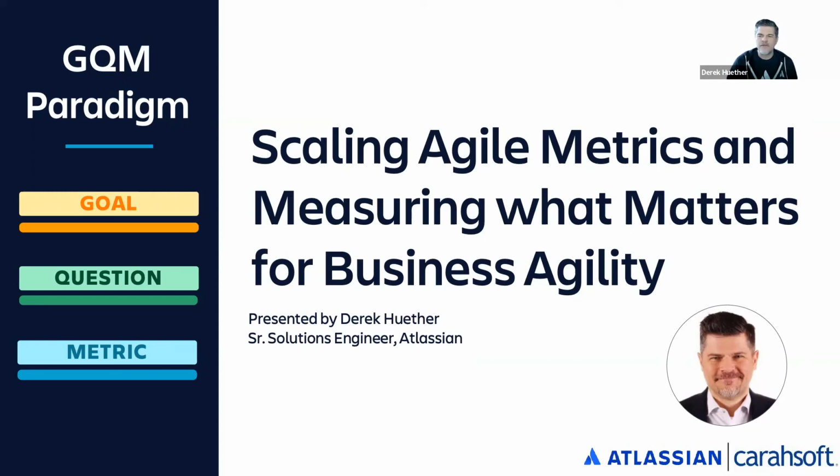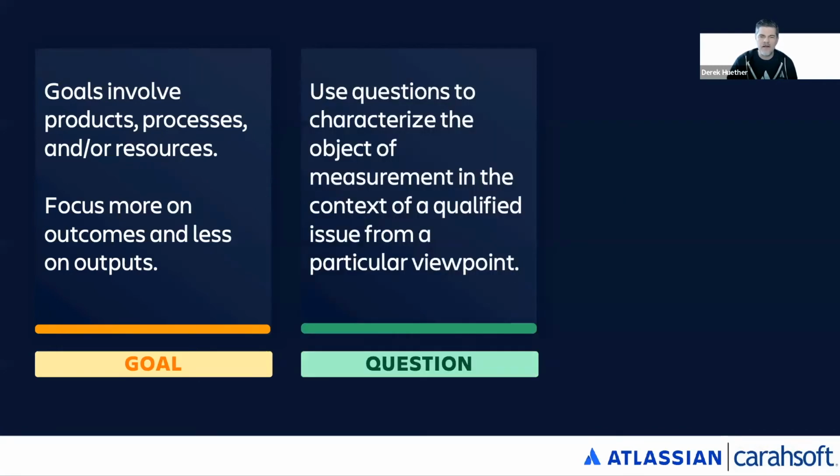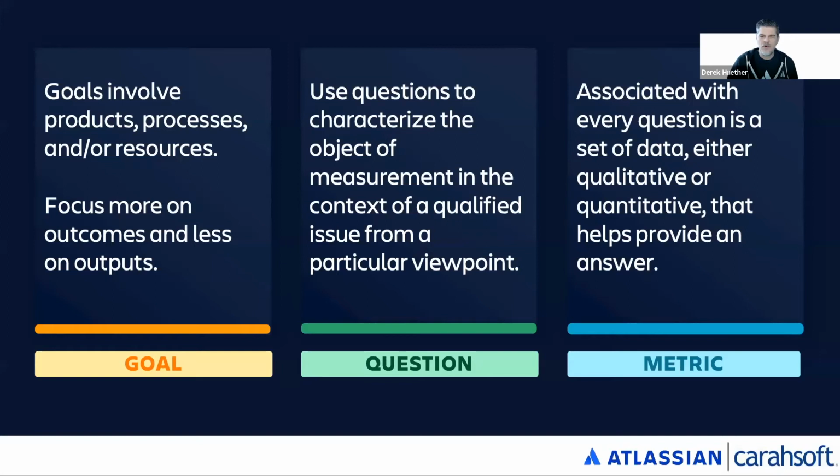In our brief time together, I'm going to provide additional context for GQM, and then I'm going to give you a few examples so that you can take what I tell you and apply it immediately. First up, start with a goal in mind and not a metric. For better context, focus more on outcomes and less on outputs. Next, I want you to ask yourself some questions to help describe what you're going to measure from different viewpoints. Last, based on the questions you asked, what are some qualitative and quantitative measures that will help provide those answers?